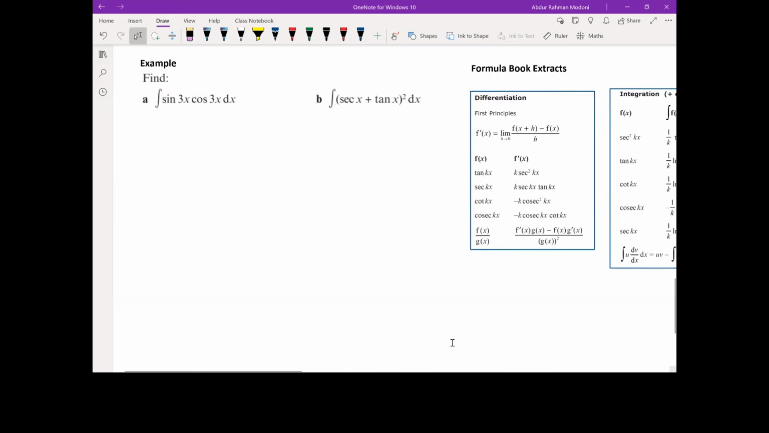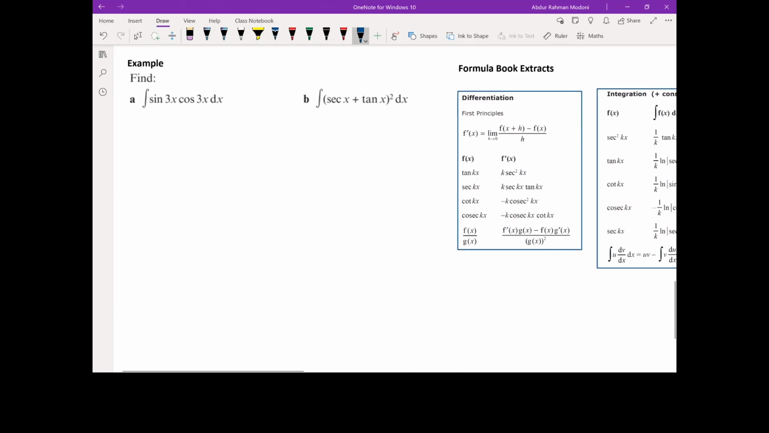So here we're looking to integrate sine 3x cos 3x dx. First of all, again, we don't know how to integrate this as it is. This is a product of two trig functions, so it's not the same as integrating sine 3x and integrating cos 3x separately. You can't do it like that. If they were separate terms, then we could have done this, but this is one whole term.